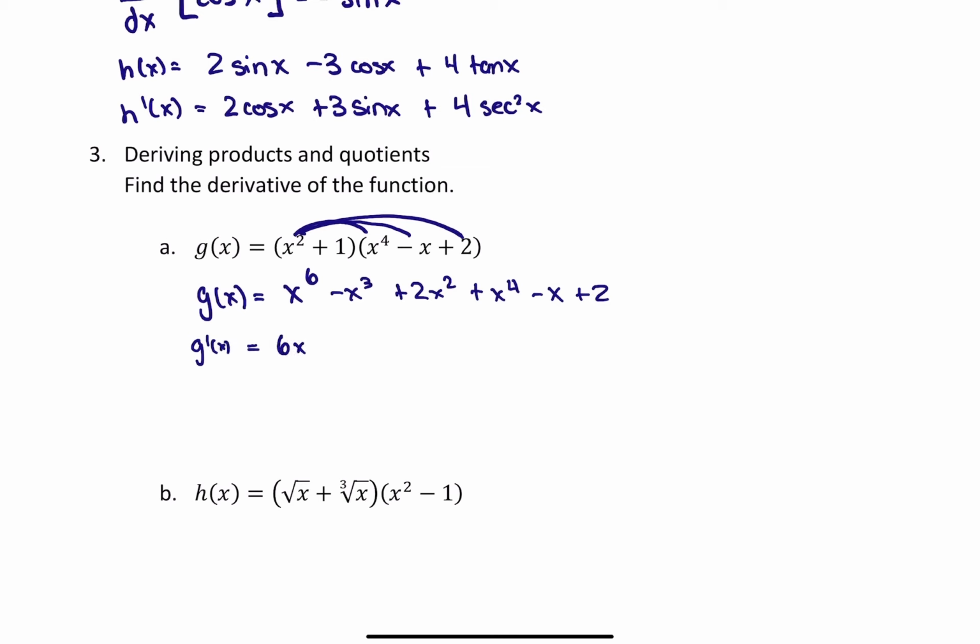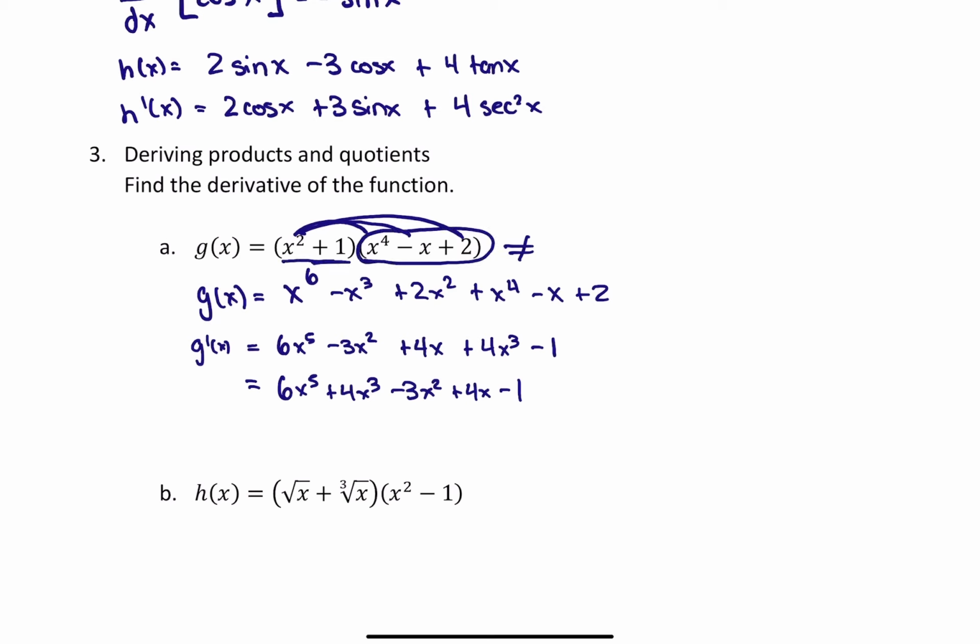That's going to give us 6x to the fifth minus 3x squared plus 4x plus 4x cubed minus 1. And again, the derivative of a constant by itself is 0. So if we wrote this in descending order, we're going to get 6x to the fifth plus 4x cubed minus 3x squared plus 4x minus 1. And just so we're clear, you cannot do the derivative of this function multiplied by the derivative of that function. That is incorrect.